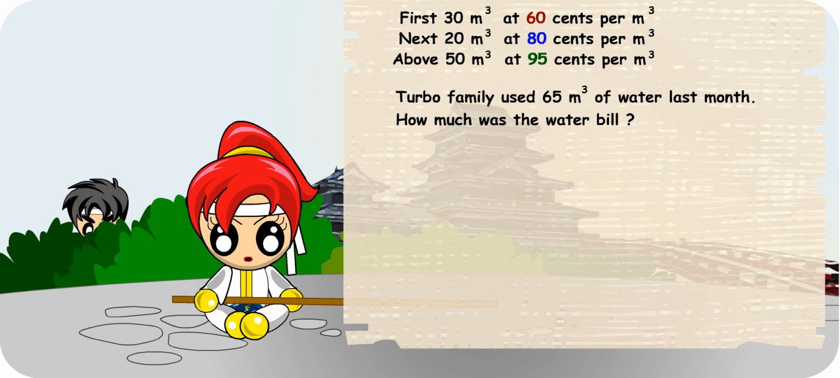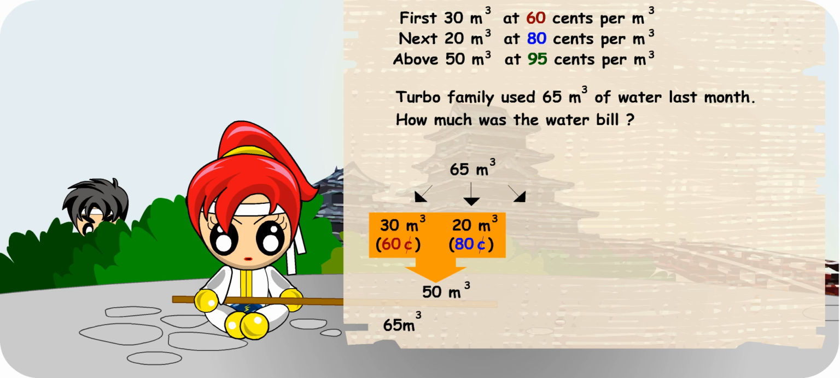This question looks rather difficult. Can you show me how to do it? Yes, pay attention now. The rates for the amount of water used vary depending on the volume of water. I have to divide the volume of water into 3 parts and apply the rate to each part. The first 30 cubic meters at 60 cents per cubic meter. The next 20 cubic meters at 80 cents per cubic meter.